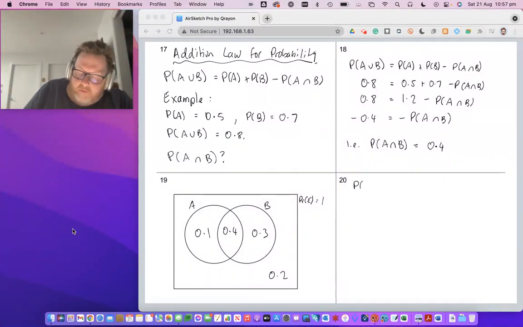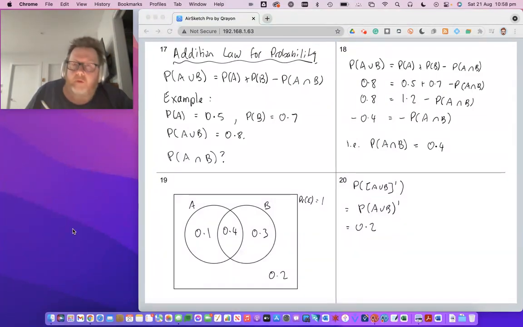So the probability of neither, by the way, is like this. It's A union B, that's all the circles, complement, which often just gets written as probability of A union B complement like that. And that's 0.2. So just as a bit of an aside.